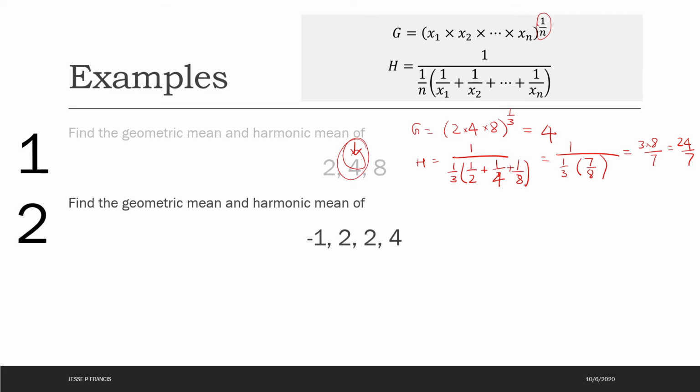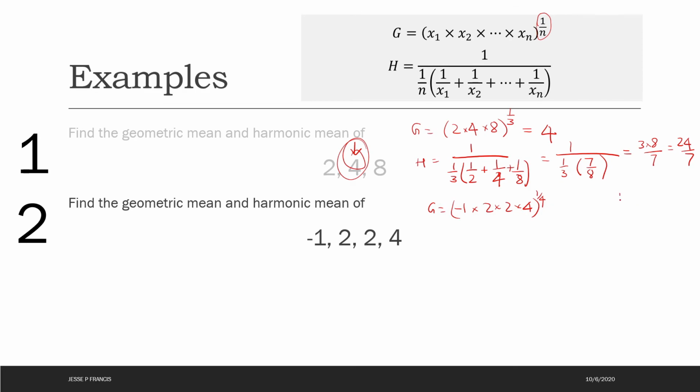Going forward, let's find the geometric mean and harmonic mean of this particular distribution. First of all, there are 4 observations. So G is equal to (minus 1 into 2 into 2 into 4) to the power 1 by 4.